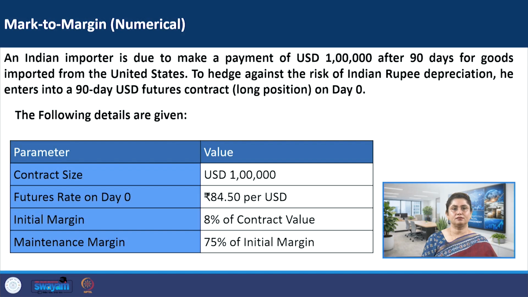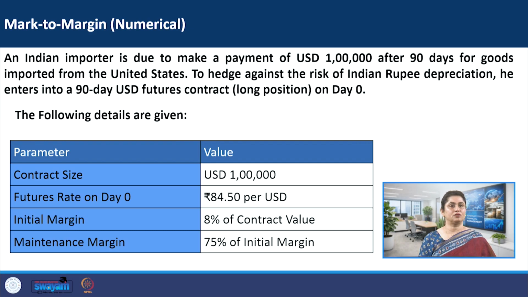Now let us understand the example of mark to market. An Indian importer is due to make a payment of USD 1 lakh after 90 days for goods imported from the United States. To hedge the risk of Indian rupee depreciation, he enters into a 90-day USD future contract. And we have been given the following details.